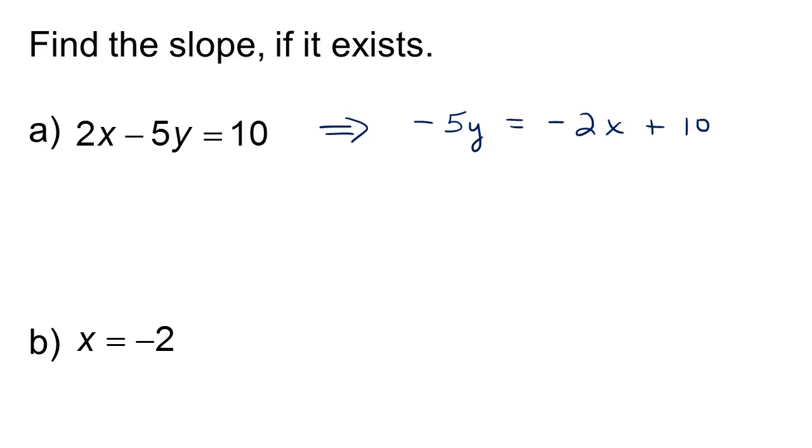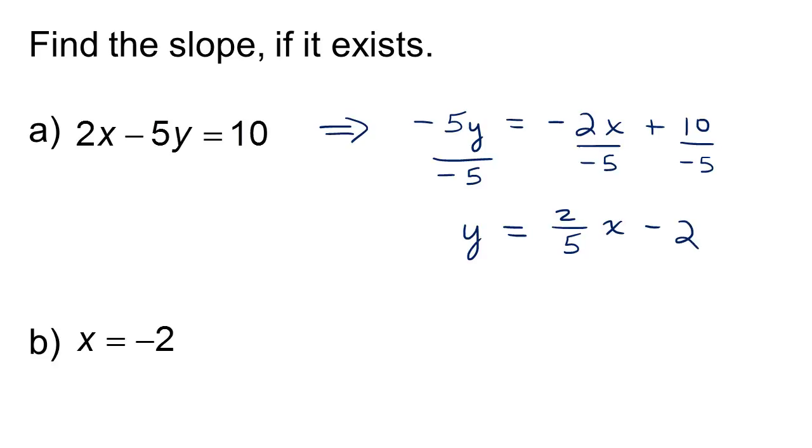Now solving for y, let's divide all terms by negative 5, or divide both sides of the equation by negative 5. That leaves us with y equals negative 2 over negative 5, which is positive 2/5 x, and positive 10 divided by negative 5 is negative 2.